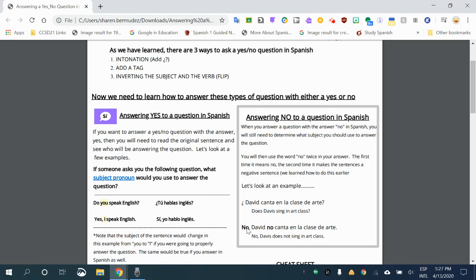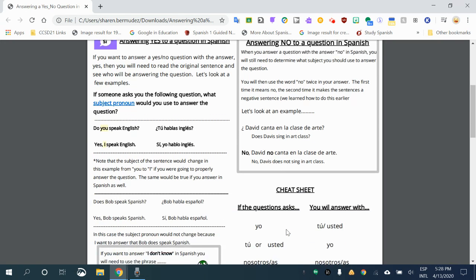So in this case, I actually have to write two no's in the same sentence in Spanish. No, comma. David no canta en la clase de arte. So this way, you actually use two no's if you're answering a no question. This is not the same thing as a double negative. This no means no, and this no gives you the does not in Spanish. So it's not breaking any rules.